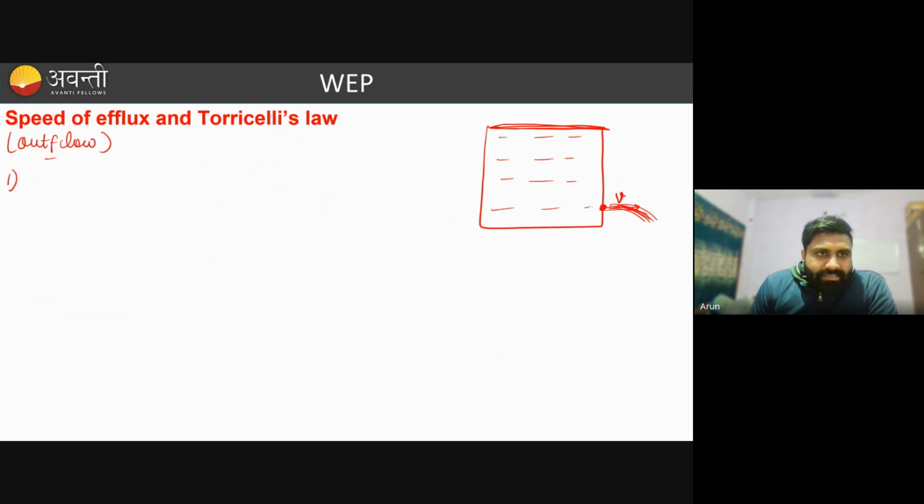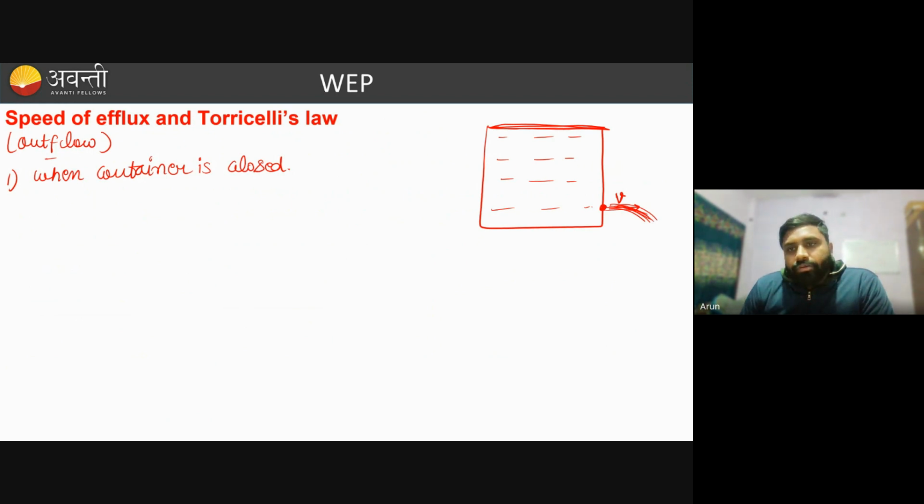So in the first case, when the container is closed, there is another situation. I will write the formula for it. Although you can derive it by the application of Bernoulli's theorem. You can take a point here, take another point here, and apply Bernoulli's principle. You will get to know the speed. But we know it directly, so we are writing it here.